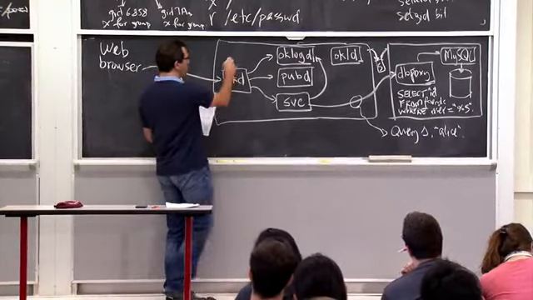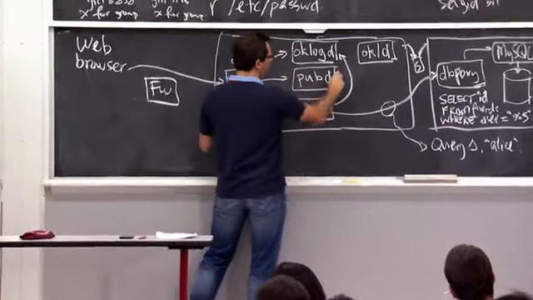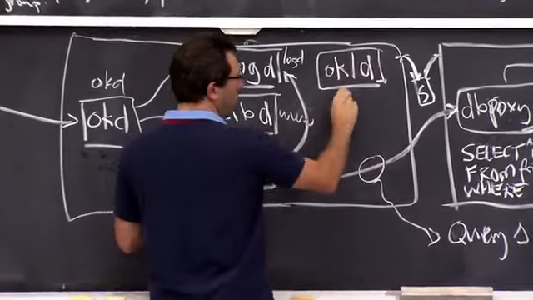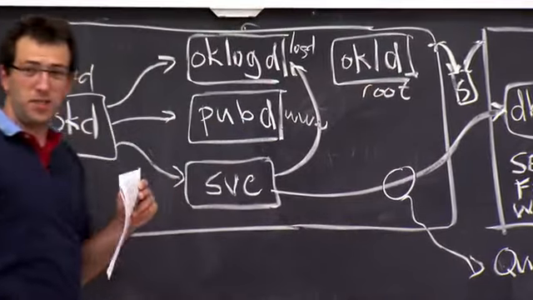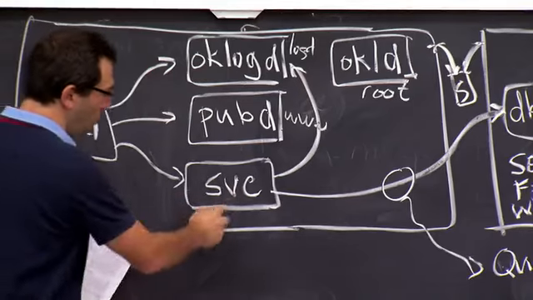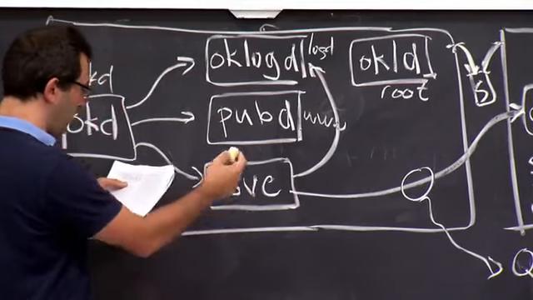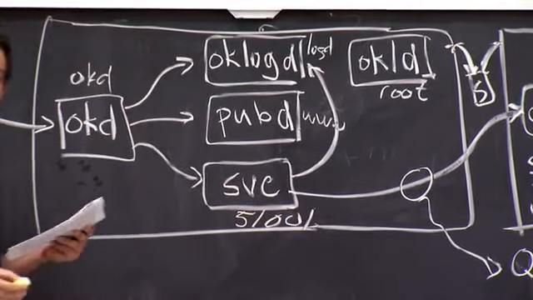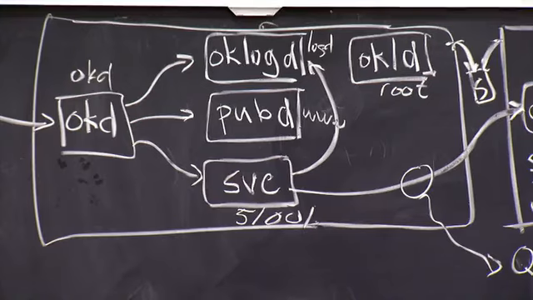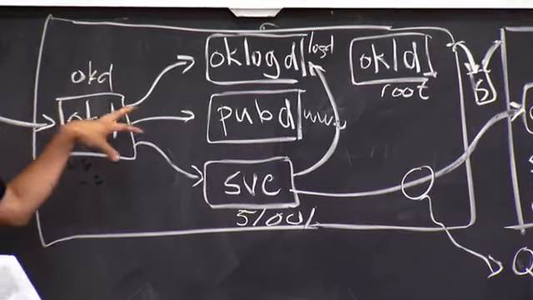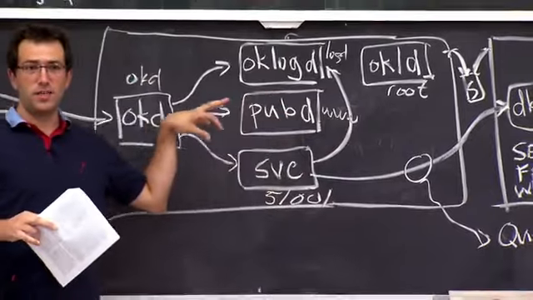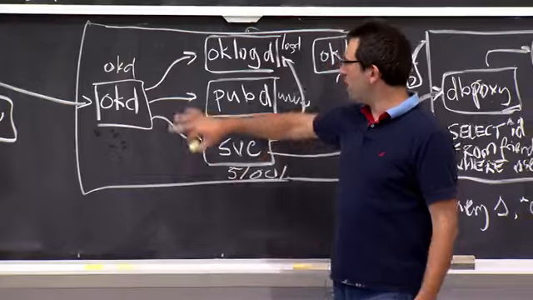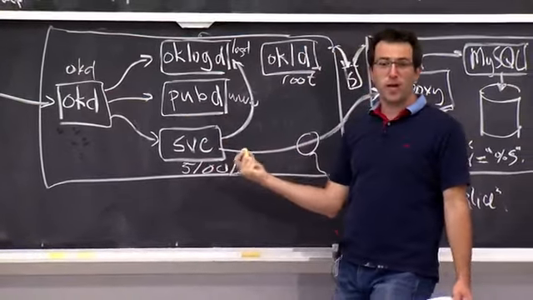So okd has its own UID, pubd has its own UID, the logger has its own UID. okld runs as root, which is kind of unfortunate, but maybe all right. And then there's a whole bunch of dynamically assigned user IDs for every service. So they sort of imagine, it might be 5001, 5002, etc. So this makes sure that every service cannot poke at the processes of other services. And they also use chroot pretty extensively. So every one of these guys is chrooted into some directory.